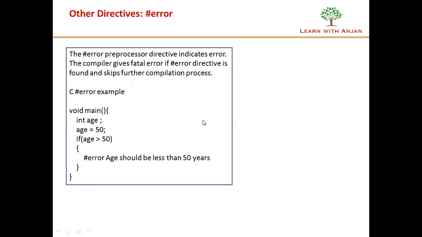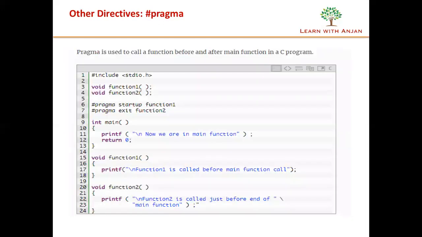#error. Suppose you want to throw some error to the user for better understanding. Suppose your program only accepts people whose age is less than 50 years. So there's a check here. If age is not less than 50, then your program will throw an error on the console that age should be less than 50 years. It is possible.